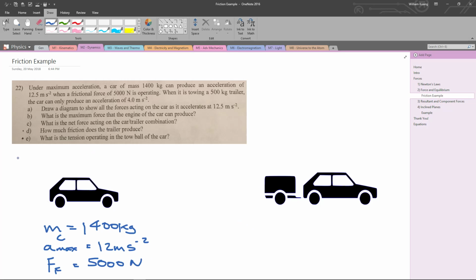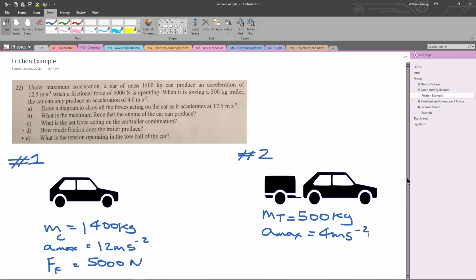So this is case number 1, the case when the car is by itself, and this is case number 2, when it is towing a 500 kilogram trailer. I'm going to say MT, the T is for the trailer, so that's 500 kilograms, and it can only produce an acceleration, A max in this case, of 4 meters per second squared. Now we're being asked to draw a diagram to show all the forces acting on the car as it accelerates at 12.5 meters per second squared.